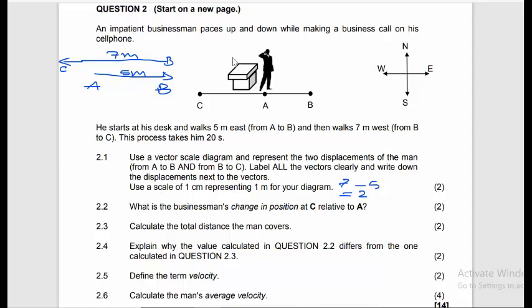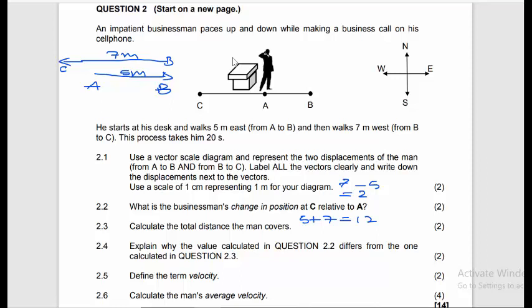And then calculate the total distance the man covers. It is clear that the total distance should be 5 plus 7, and it should give you 12. Once you've done this, you then explain why the value calculated in 2.2 differs from the one in 2.3.